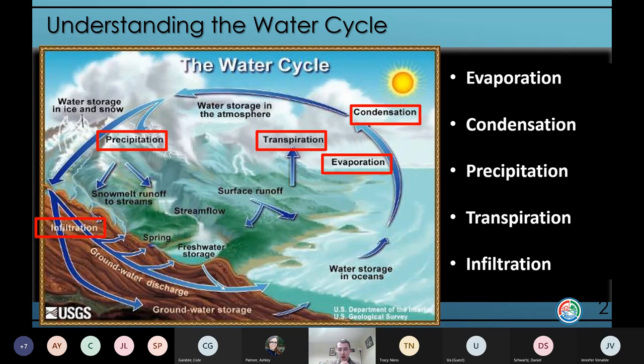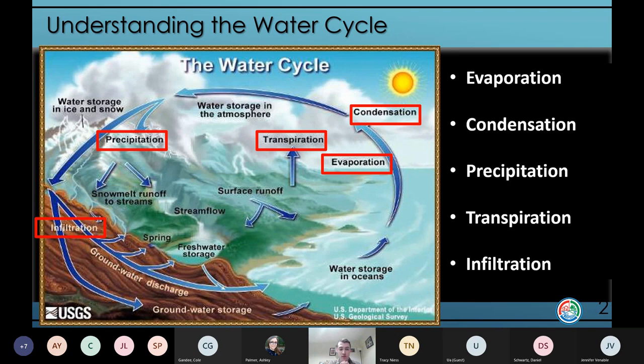Transpiration is somewhere in between those. So that is actually the process of water traveling through plants and through their leaves and then going up into the atmosphere and condensing into clouds. Precipitation is that condensed water in clouds, condensing even further, so much so that it goes from a gas back into a liquid, and then falls back to the earth.